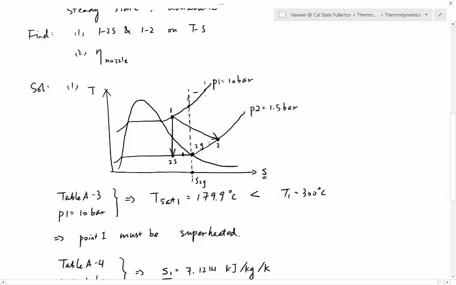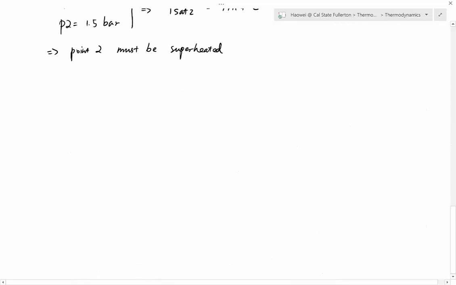Next part is to look for eta nozzle. Let's take a look. What is the definition of eta nozzle? It's defined as 1 over 2 V2 squared versus 1 over 2 V2s squared. So essentially we're looking for V2 and V2s. Which equation has velocity in it? Yes, first law. Okay, so now let's take a look at process 1 to 2 first.